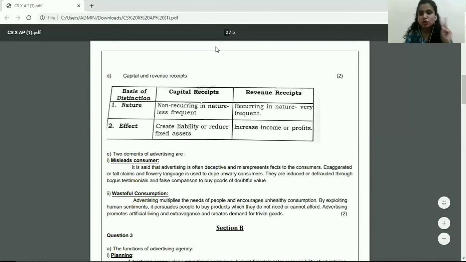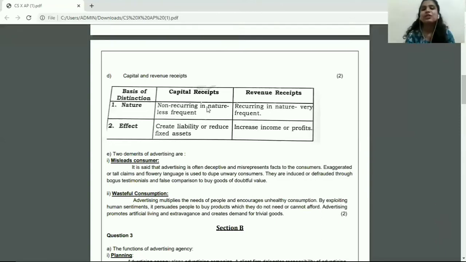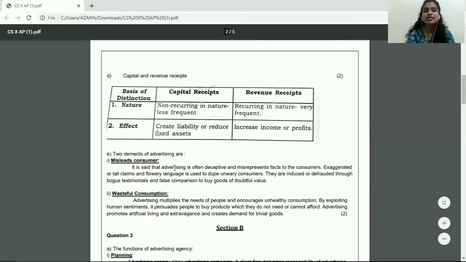Base of distinction, 2 bases of distinction to be mentioned. Against it, you have to write 2 points for each, capital receipts as well as revenue receipts. And it has to be in a sentence format and not in 1 word or 2 words. Yes. So if you've kept 3 of these things in mind, table format, base of distinction has to be there, the explanation has to be in a sentence format, then voila, then good, then you have earned your 2 marks.